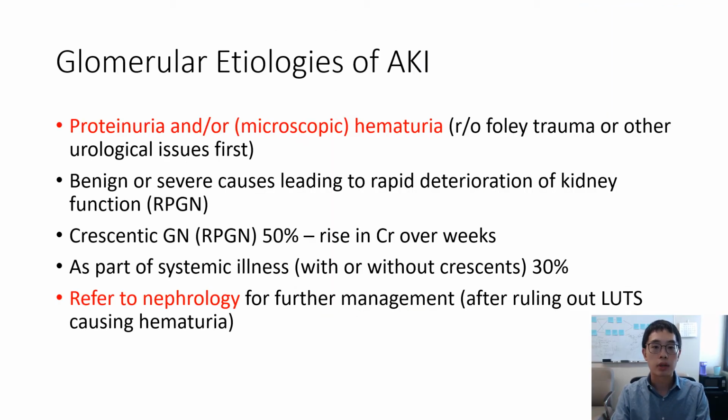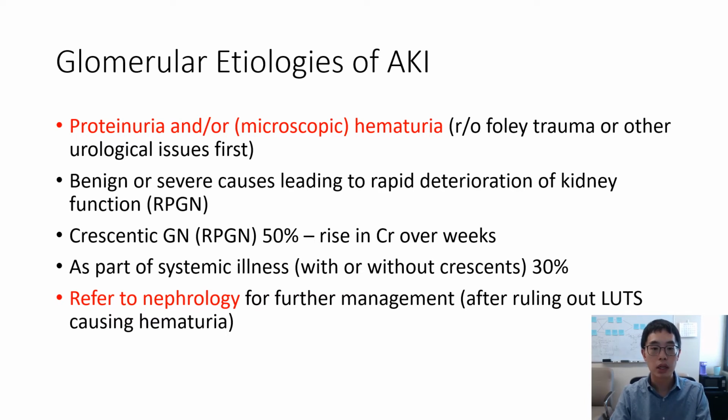So let's first talk about glomerular etiologies. Again, these are relatively rare. So if you have any of these, please give us a call. We'll be happy to help you determine what you need to do next to work up these patients. Usually glomerular etiologies of AKI present with proteinuria and/or microscopic hematuria. Of course, you want to rule out any urological issues, like Foley trauma that can cause the hematuria. But if you have somebody presenting with proteinuria and hematuria with an acute kidney injury, give us a call and we'll help you differentiate urologic versus potential kidney issues.